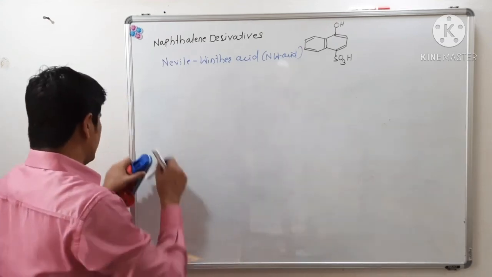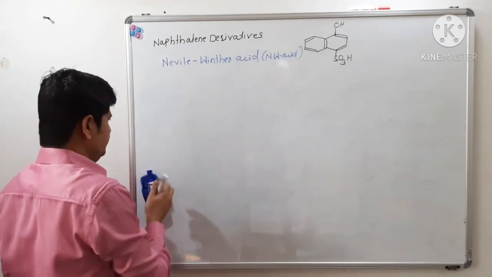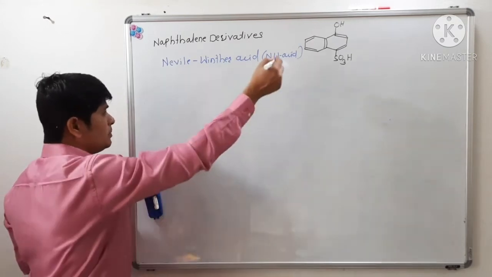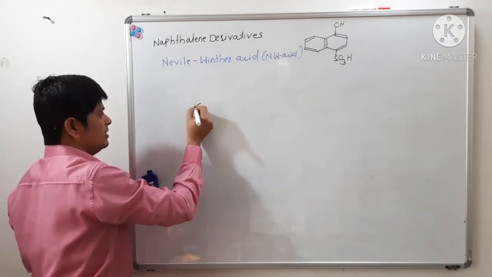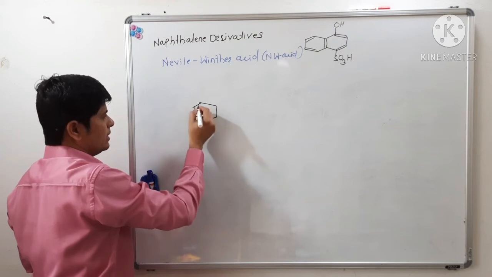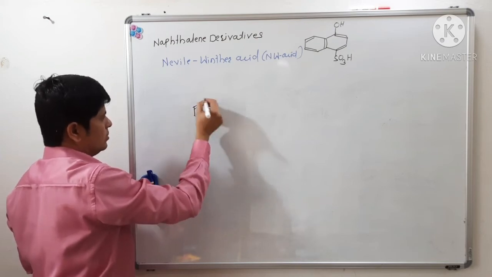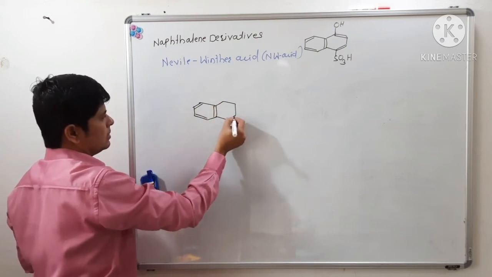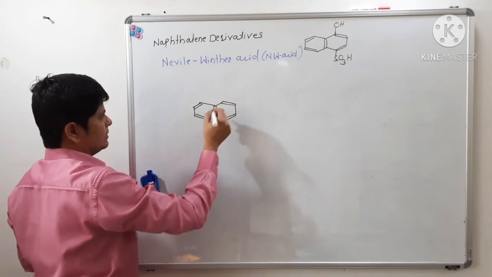Now let us see how it can be prepared. For the preparation of Nevile Winther acid, we have to take naphthionic acid.